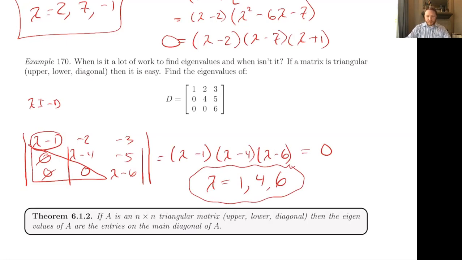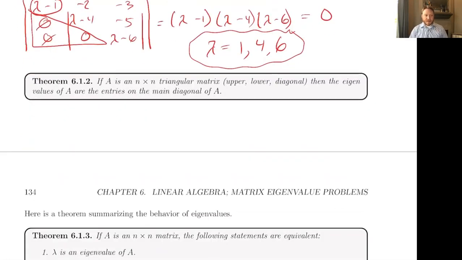So this isn't so bad, and on my very first example, I kind of cheated by giving an easy one. You'll notice in a 2x2, it's triangular by just having 1 0 in that spot. So yeah, I made an easy one for my first one, but that was on purpose. So this is a theorem right here: if A is an n by n triangular matrix, upper or lower or diagonal, then the eigenvalues of A are the entries on the main diagonal of A, and that's it.